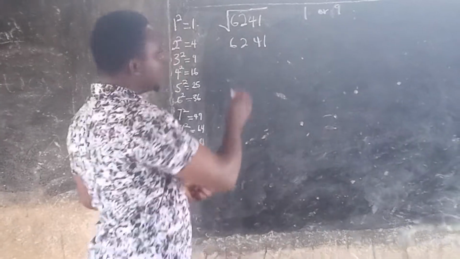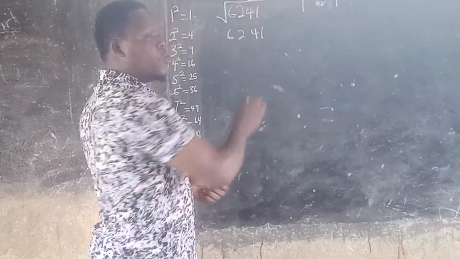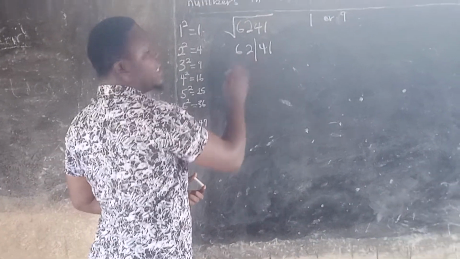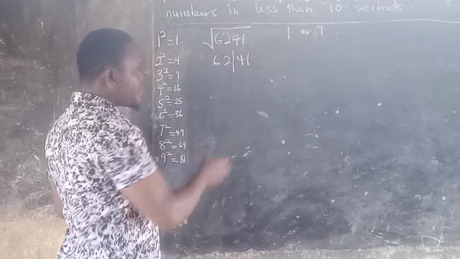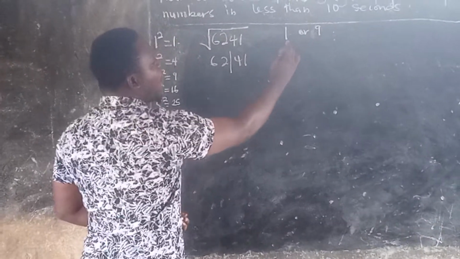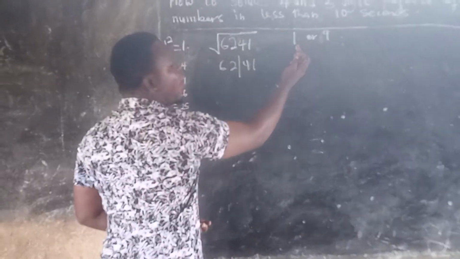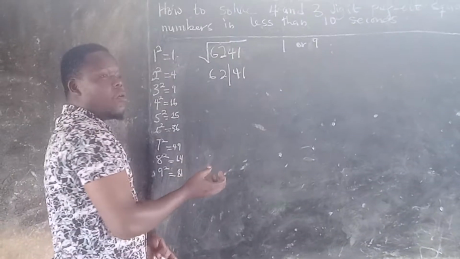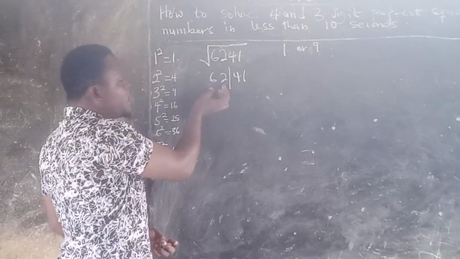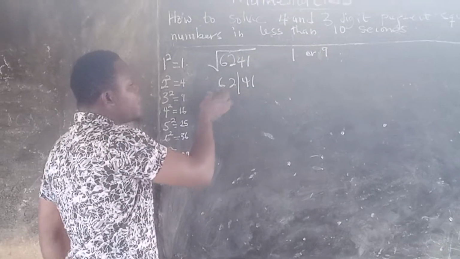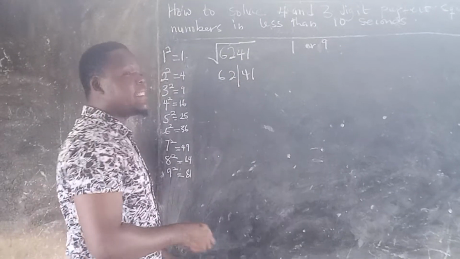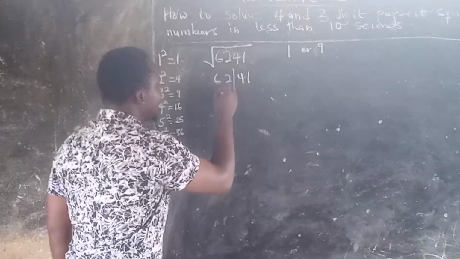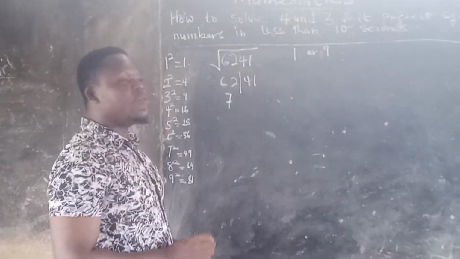The first step is that you divide this number into 2 parts: 62 and 41. For the 41, the last digit is supposed to be either 1 or 9. Then for the 62, you look at the perfect square number closest to it. The perfect square number closest to 62 is 49. When you put 49 in the square root, you get 7.